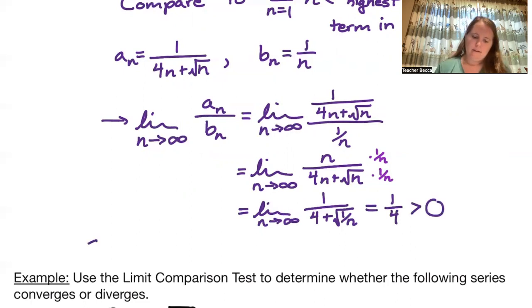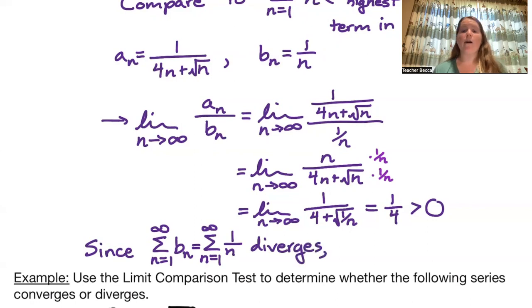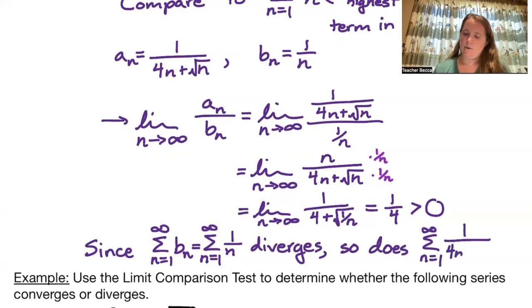Then since the sum from n equals 1 to infinity of b sub n, or the sum from n equals 1 to infinity of 1 over n diverges, that's our harmonic series, so does the sum from n equals 1 to infinity of 1 over 4n plus square root of n.